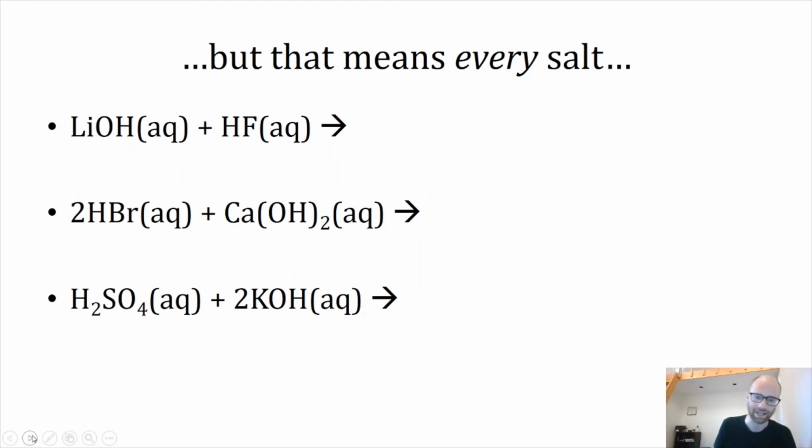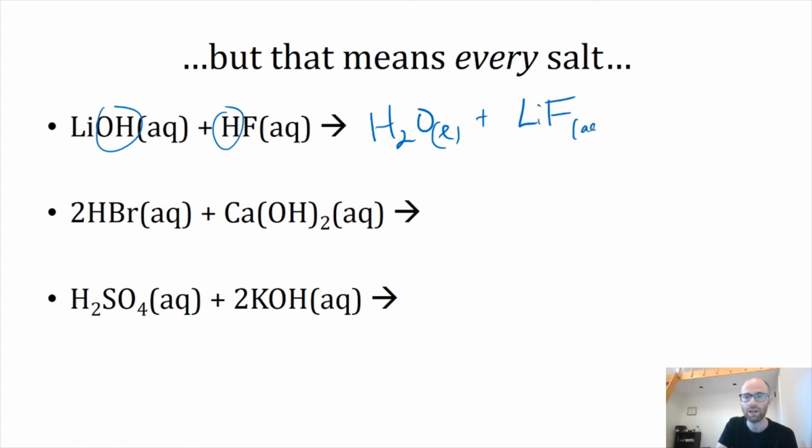Excellent. Welcome back. So first, lithium hydroxide and hydrofluoric acid. Don't worry about the names. It's okay. This one's not in your reference table, and that's fine. But again, we're going to react the H and the OH to make H2O, and what's left behind is going to be LiF, lithium fluoride, aqueous. This one looks balanced to me, so we're going to move on.